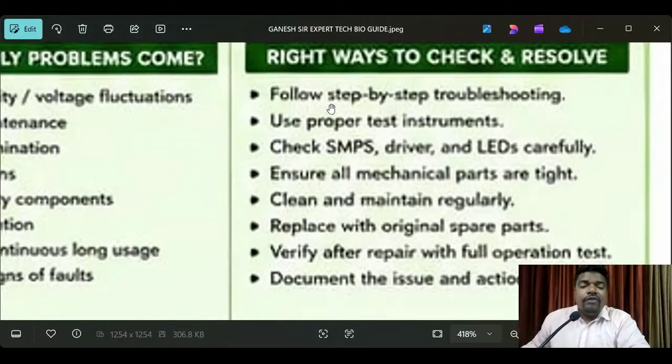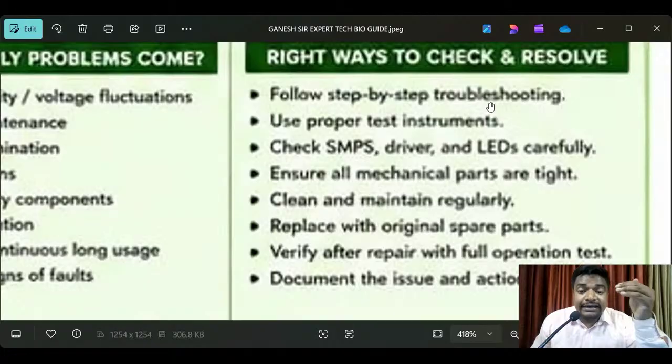First of all, follow step by step troubleshooting. That's why I have explained this before. I have told you the troubleshooting guide, yes or no? So first of all, what I have said, read those troubleshooting points pin to pin, and try to implement them in your work. While doing troubleshooting, if you have any problem, just give me a comment. Definitely I will be there to support you by replying to your comment.